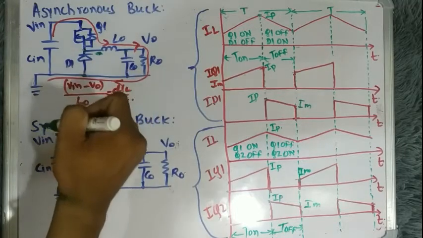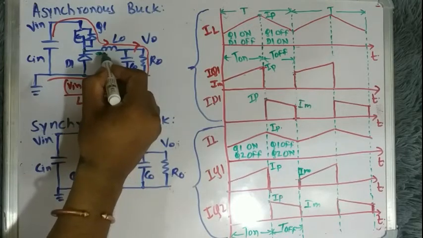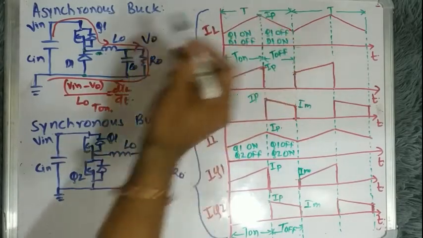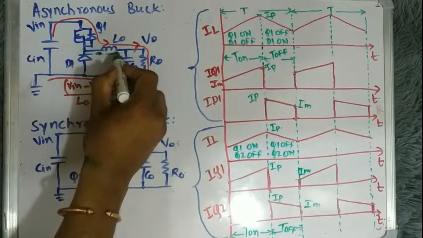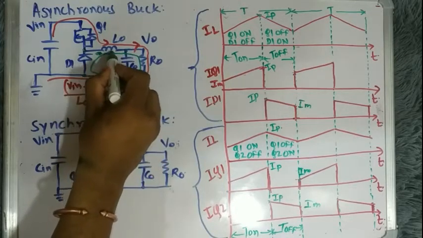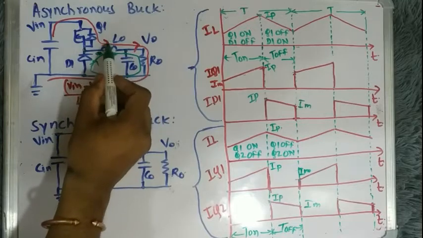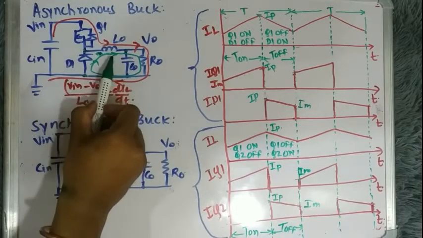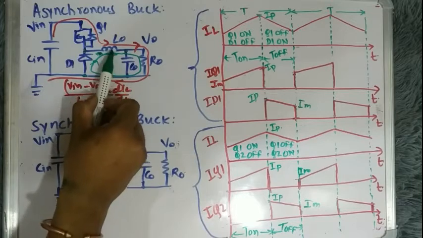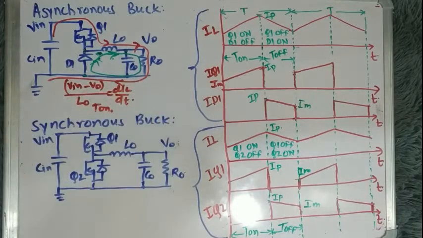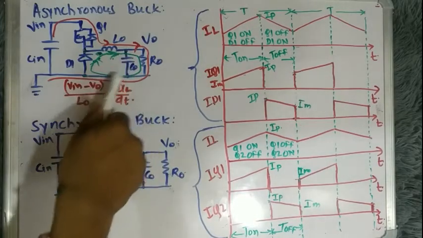So diode D1 is forward biased. The stored energy in the inductor, which is half L Ip square, freewheels through the output load, then through diode D1 like this. You can compare here the current direction during time t on and the current direction during time t off. It is the same, right? So now current is flowing through the D1.